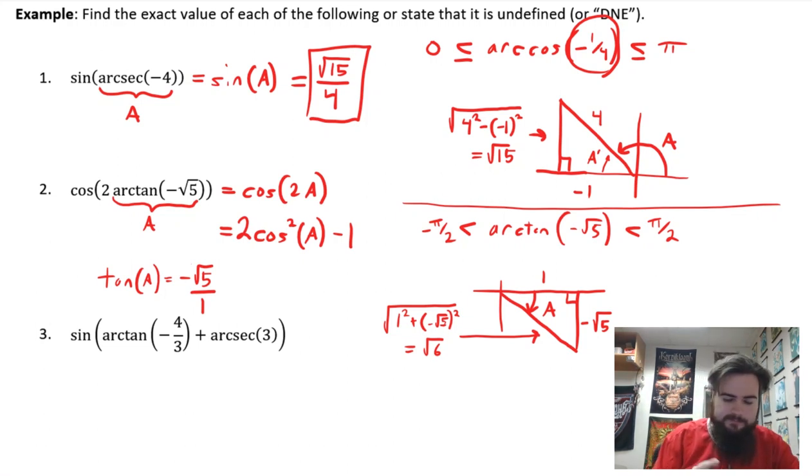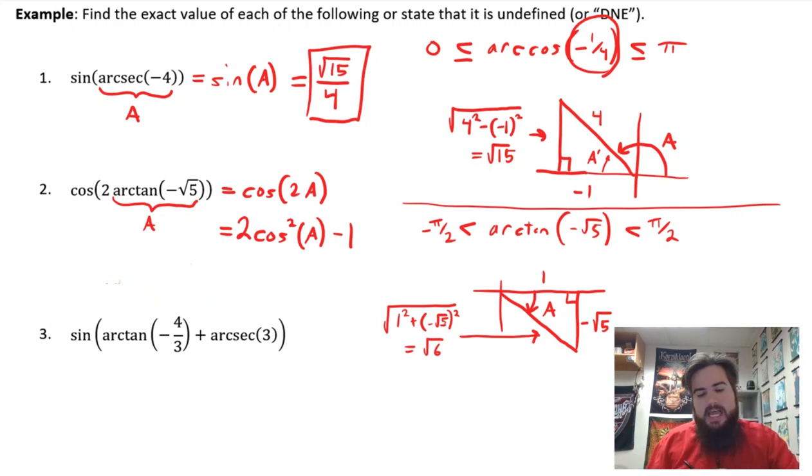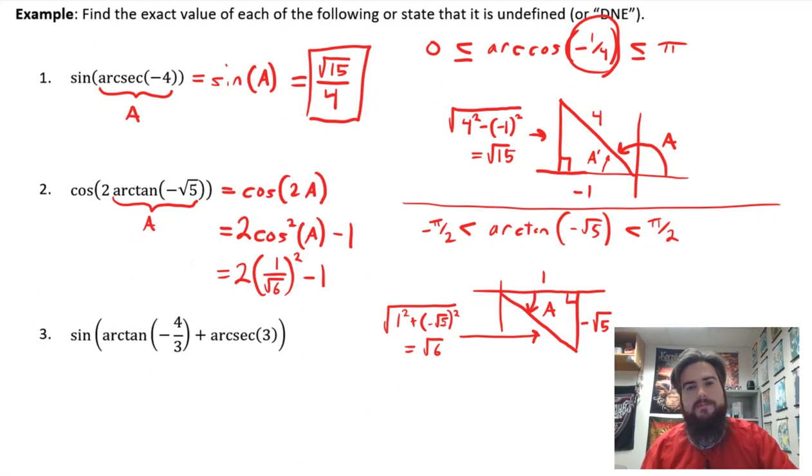So then, going back to my original problem, I want to solve this using 2 cosine squared minus 1. I now know what cosine is. Cosine is adjacent over hypotenuse in that triangle drawn in quadrant 4. So that's 1 over square root of 6. That will be squared and subtract 1.